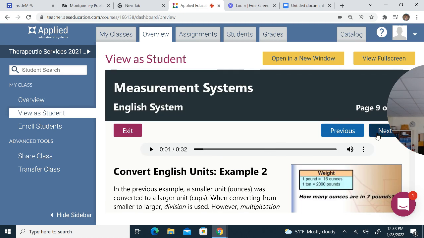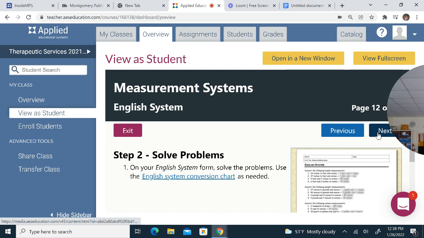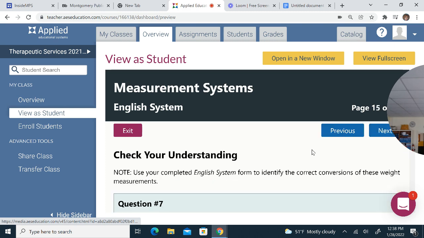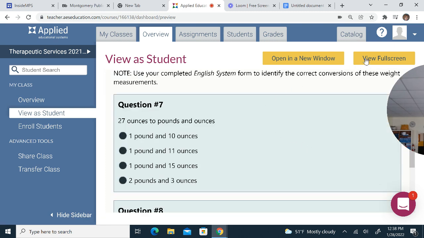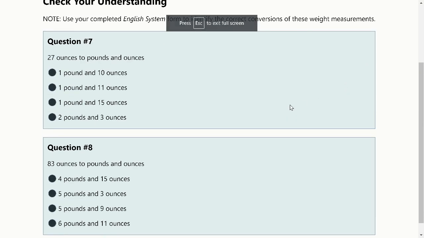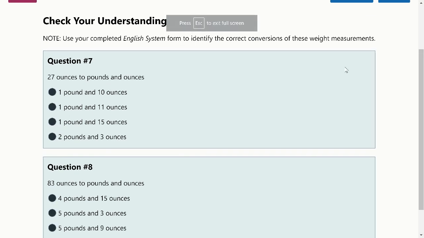All right. This is our problem. All right, so we got 27 ounces to pounds and ounces. Is that the first one on that paper? On the other one, yeah.